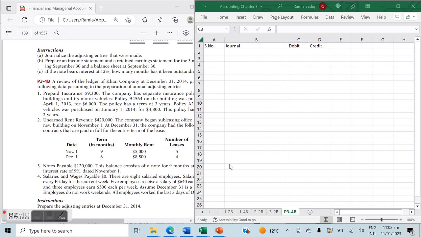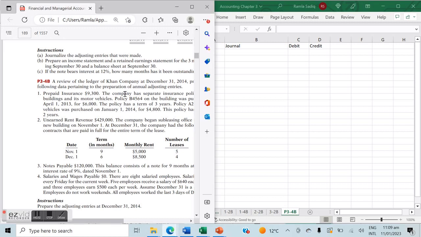So today we're going to keep working on adjusting entries in the second stage of our accounting cycle. The reference text that we're using for this is Kimmel, Weygandt, Kieso's Financial and Managerial Accounting. The specific chapter is chapter number 3, and we'll be looking at problem set B's problem 3-4B today.